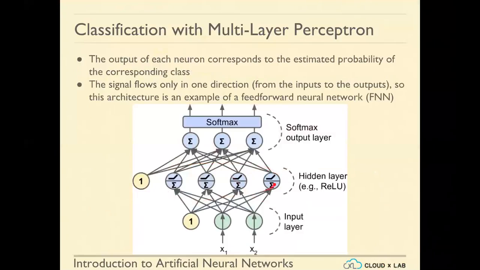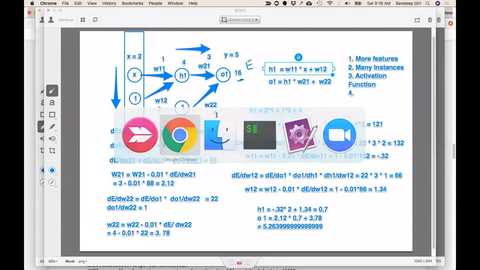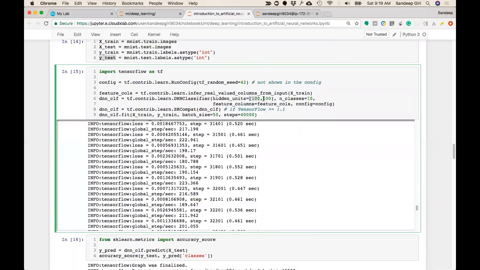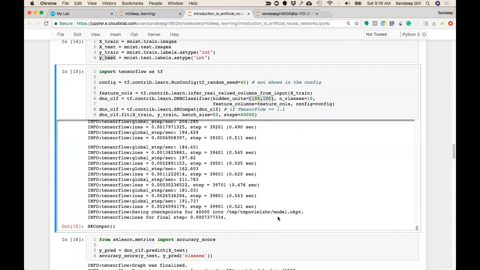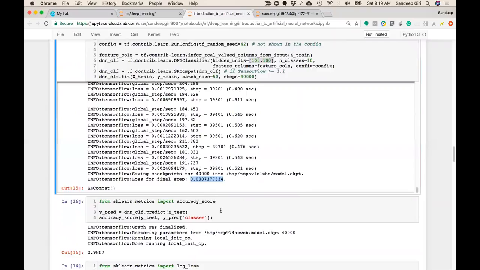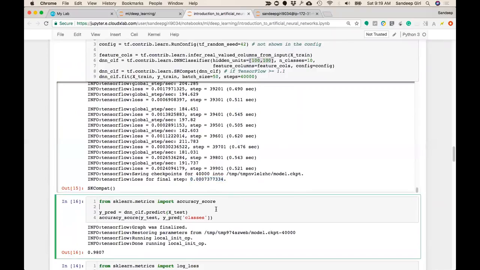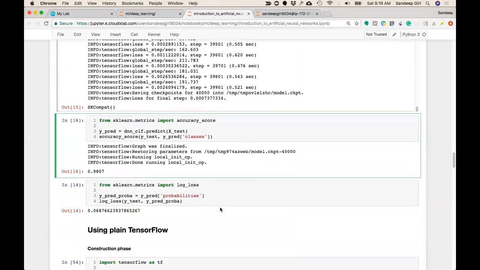As per this diagram, we are going with two hidden layers of 100 units each. So both the hidden layers are going to have 100 neurons each. All right, so it has finished the computing. The loss in the final step is really, really low. So now let's see how the prediction looks.